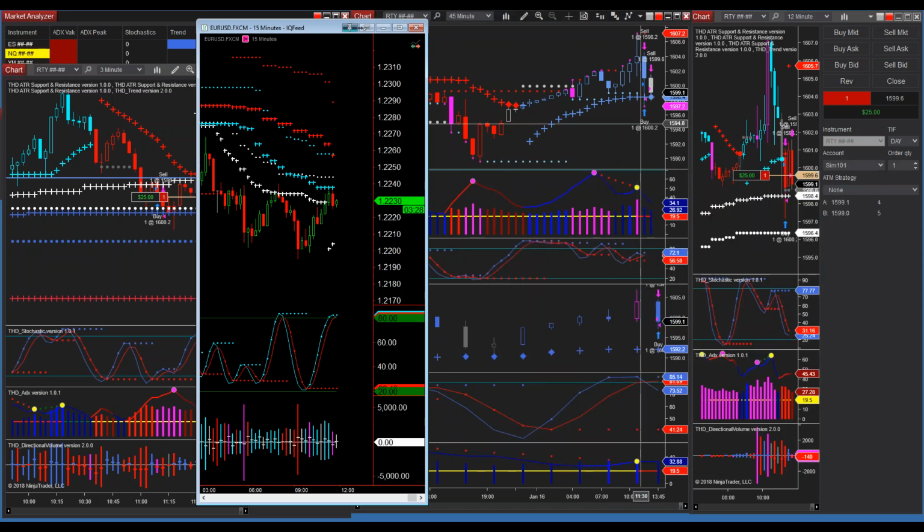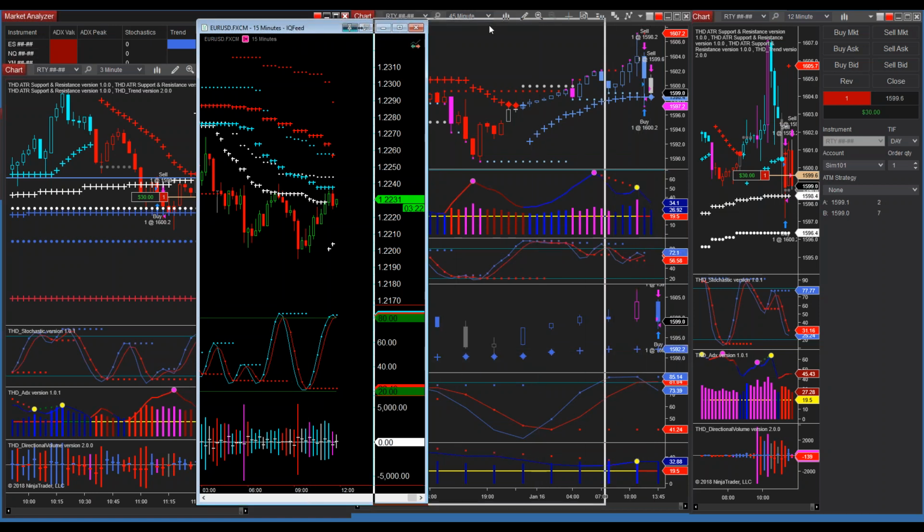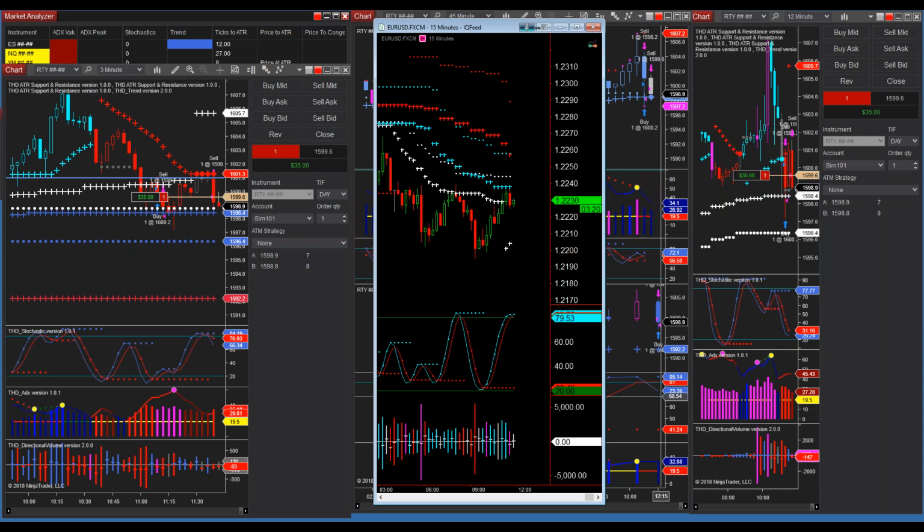I generally do not have update intrabar on in NinjaTrader. In this case, I wanted to see it because I wanted to make sure the stochastics was coming down. And of course it is.